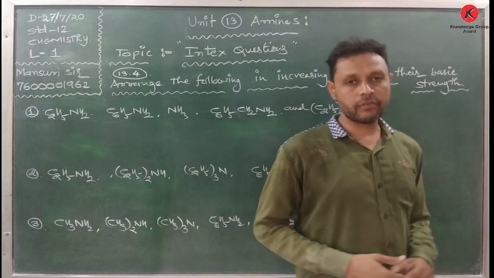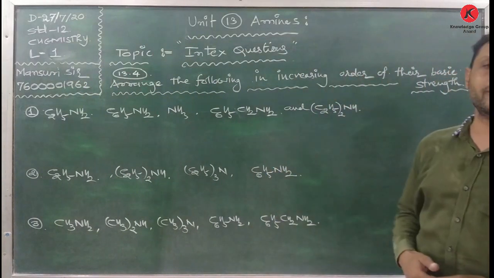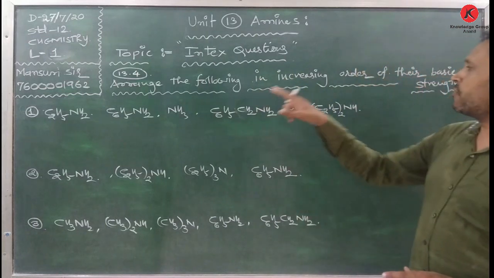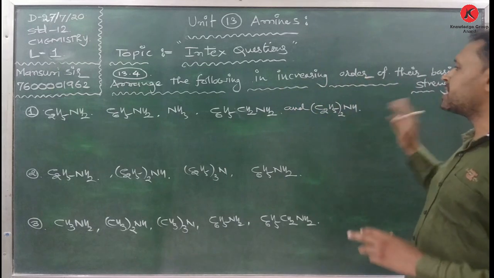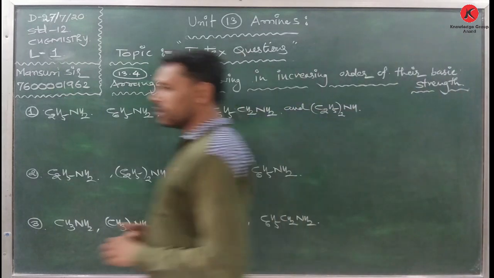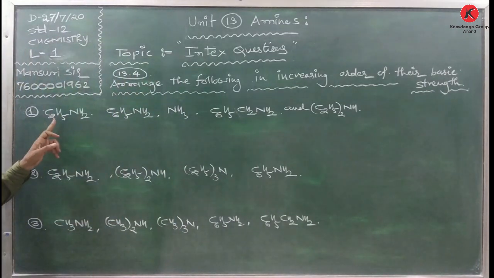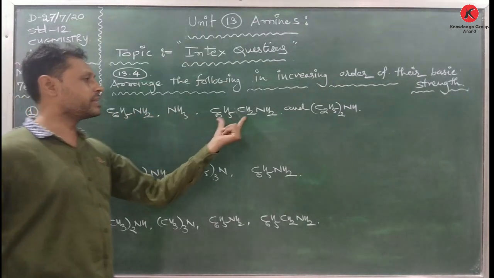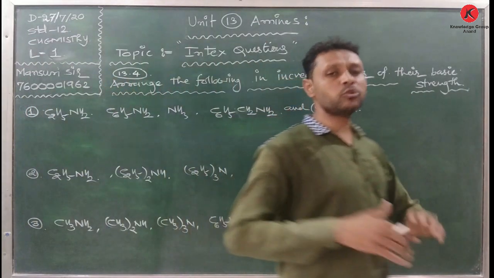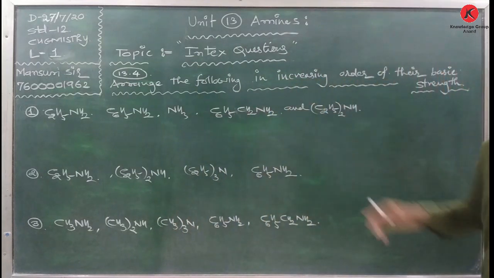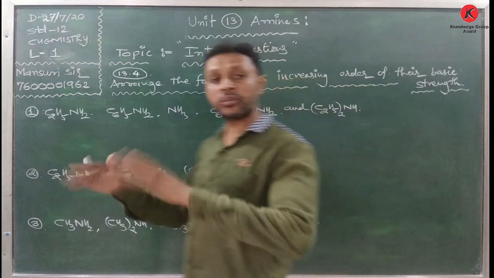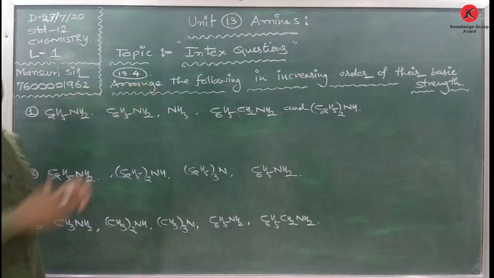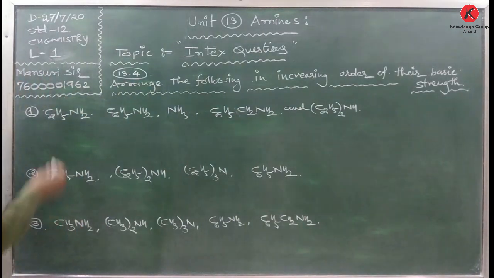Students, today we will discuss the intext questions of amines. Now your exercise 13.4. Arrange the following in increasing order of their basic strength. You have some compounds like ethyl amine, aniline, ammonia, benzyl amine and diethyl amine. We have to arrange all these five substances by their basic strength, which is least basic and which is most basic. We will discuss those five compounds.